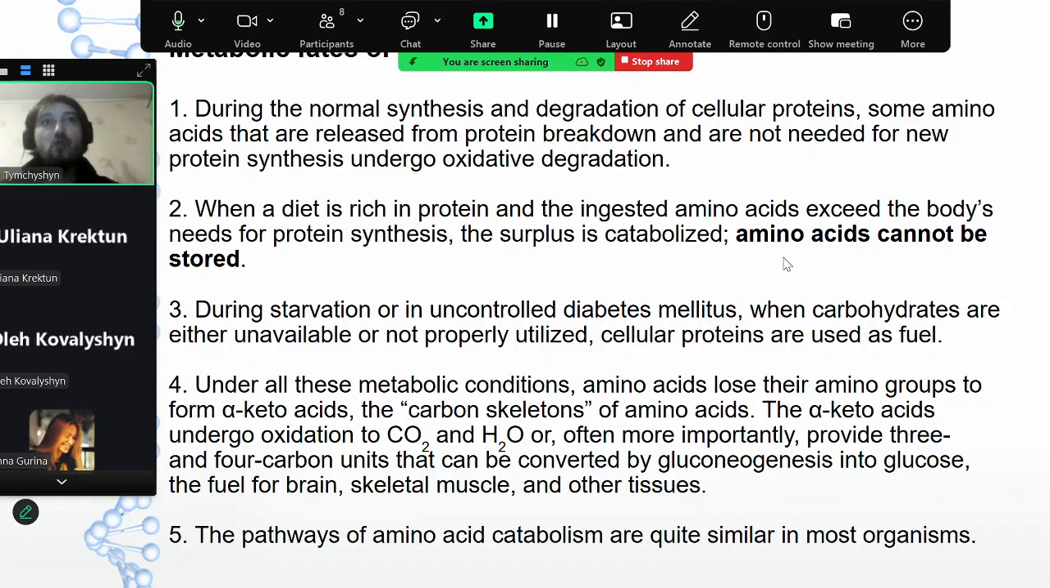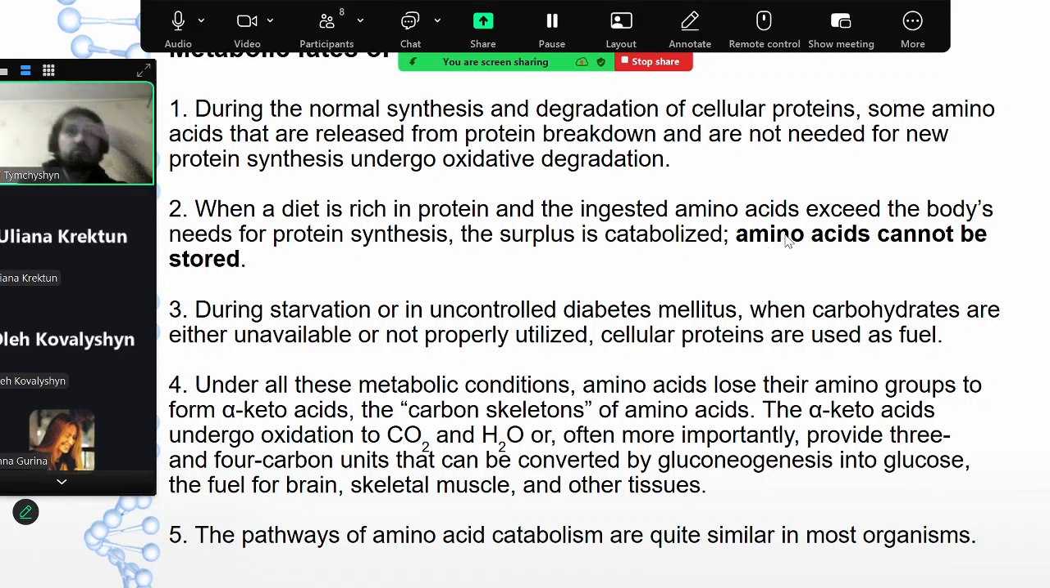You will have a homework problem that relies on this statement as well, so I want to make it explicit. We cannot store amino acids. So whatever we have, we have. If we need more, we need to catch them and eat them.